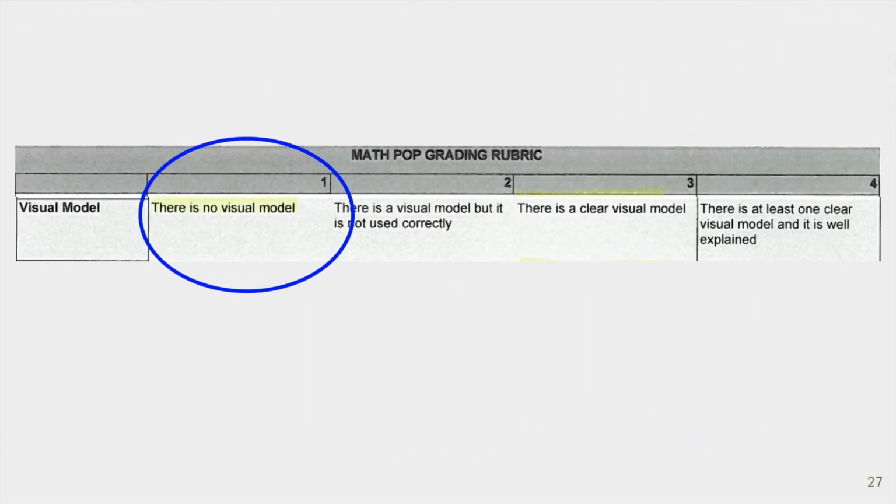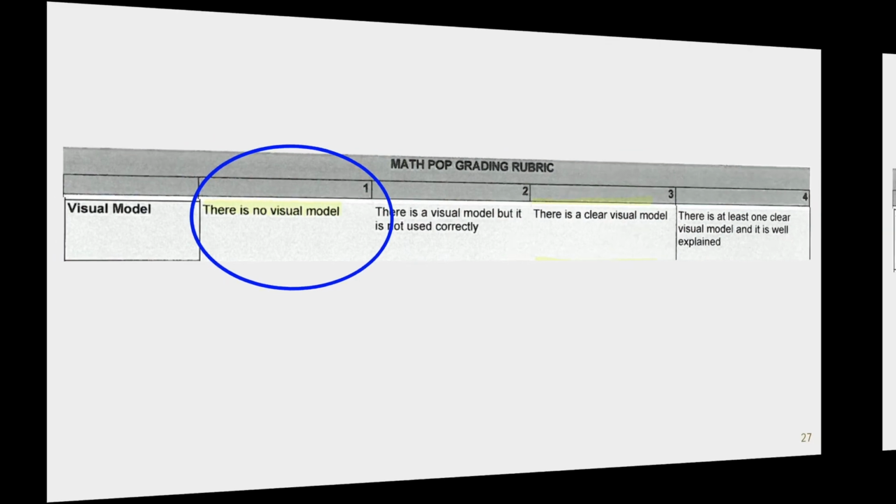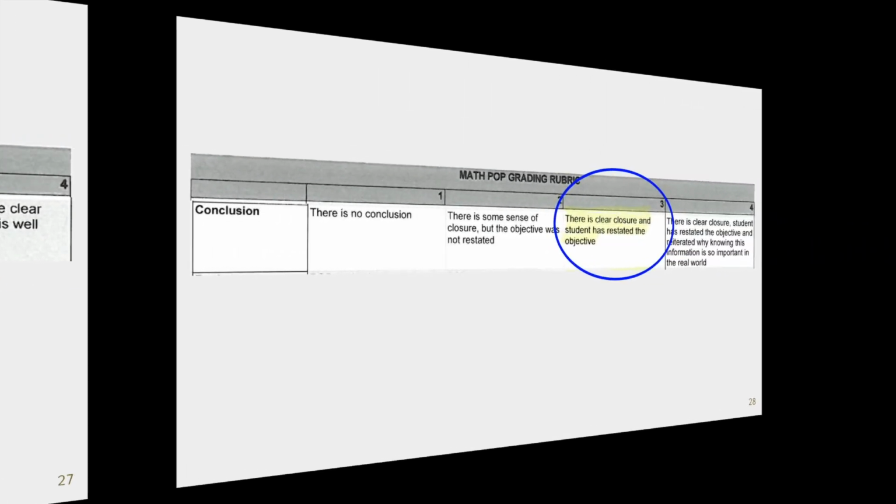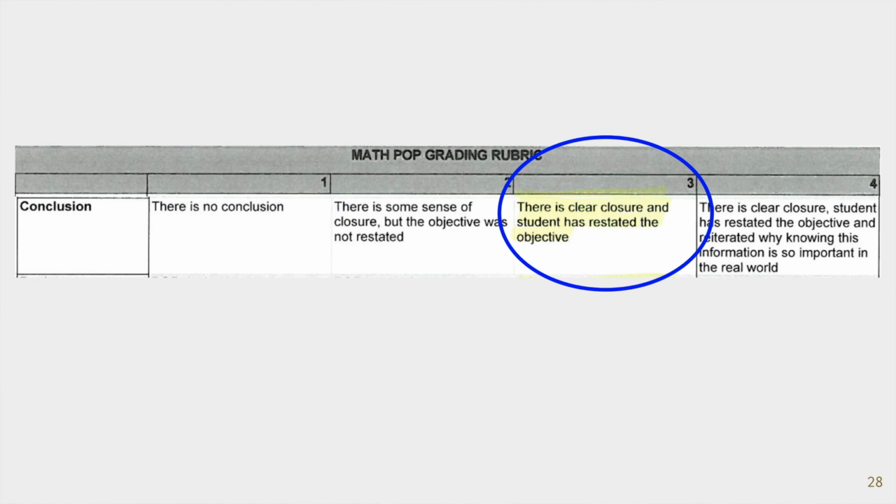The next section is where she could have improved the most. There were no visual models throughout the entire pop. This brought her score for this section down to a 1. Her conclusion clearly restated her objective, so I gave her a 3.